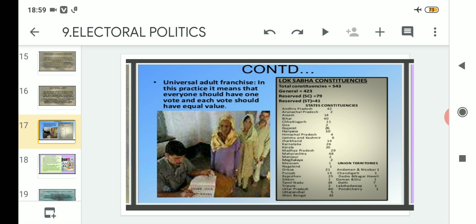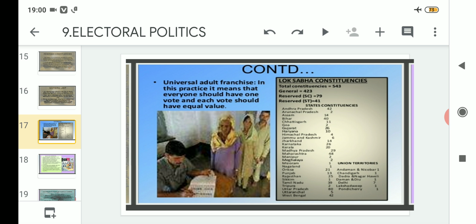Then comes the states of Mizoram and Nagaland, where it is 1 each. That means in the northeastern states we can see that Arunachal Pradesh has 2 seats, Manipur and Meghalaya have 2 seats each. After that, Mizoram and Nagaland have also 1 seat each, and Assam has 14 seats. Then comes Orissa, where it is 21 constituencies. That means 21 MPs will be representing from Orissa.